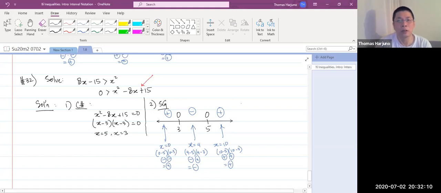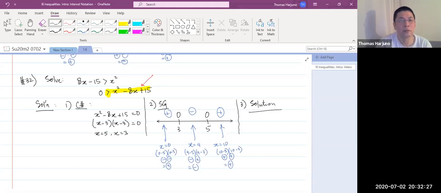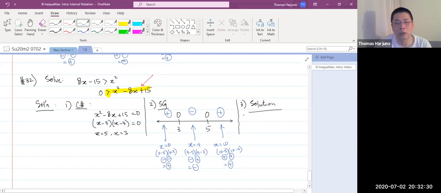In part 3, the solution. You need this expression to be less than 0. In other words, we need negative. Let me write it there. From the graph, you see it will be negative when it is between 3 and 5. And we don't have an equal sign, right? So it will be between 3 and 5.